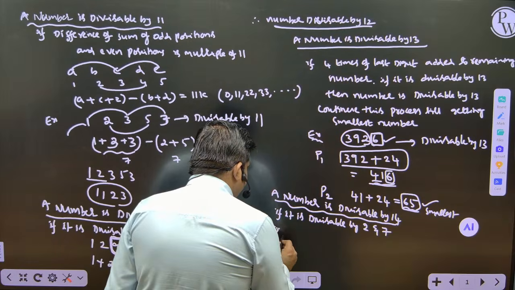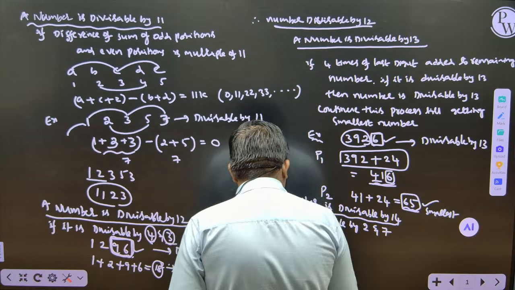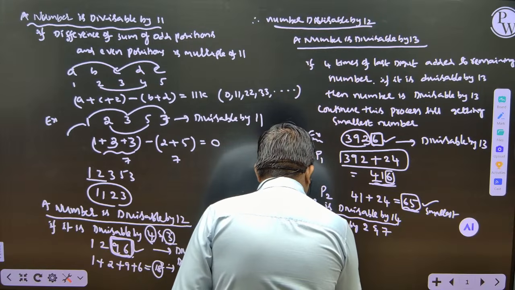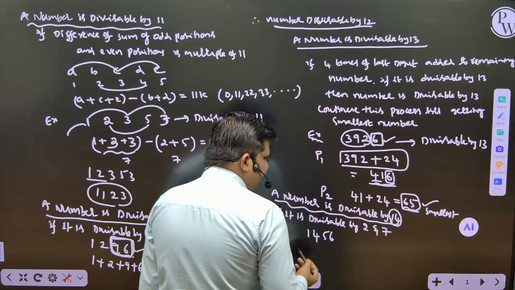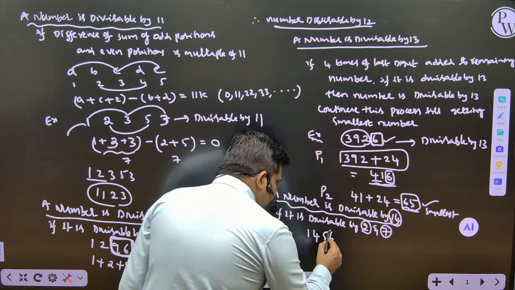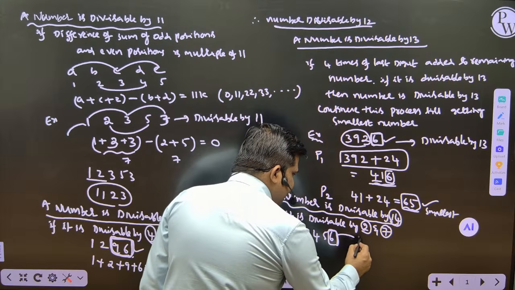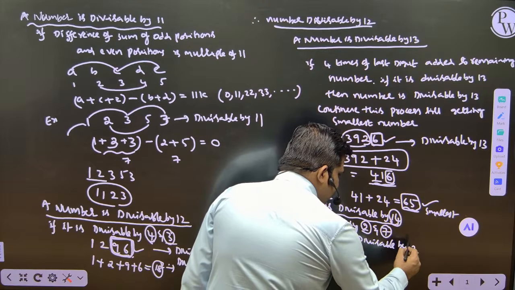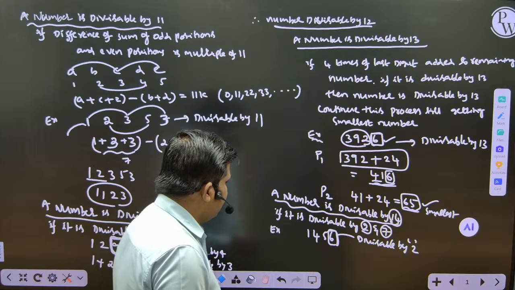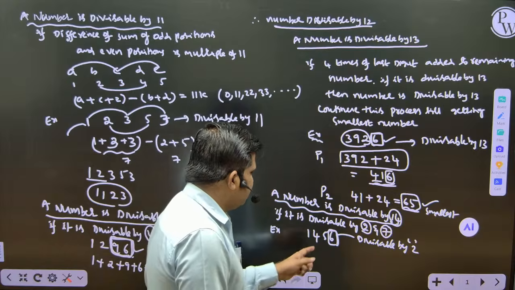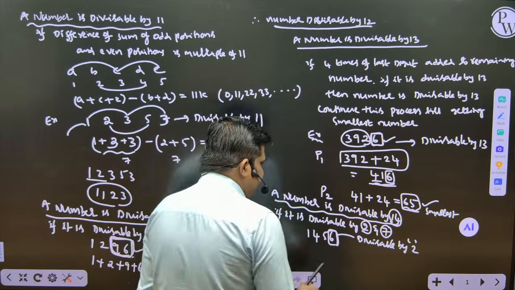Now let's see the example, 1456. A number is divisible by 14 whenever it is divisible by 2 and 7. The last digit here is 6. When the unit digit is 6, certainly it is divisible by 2, since a number is divisible by 2 if its unit digit is 0, 2, 4, 6 or 8. So here it is divisible by 2. Now you have to check whether it is divisible by 7 or not.